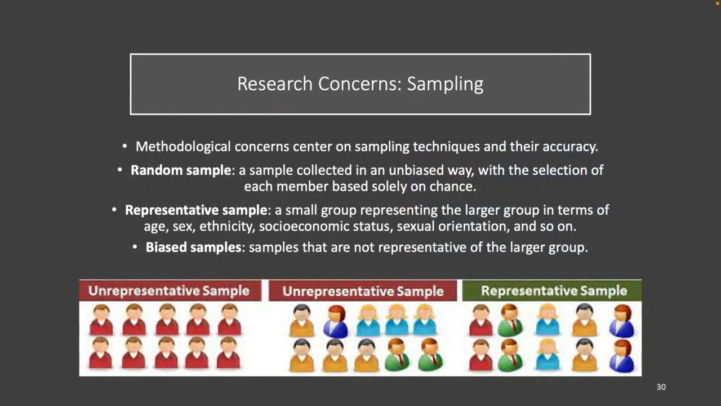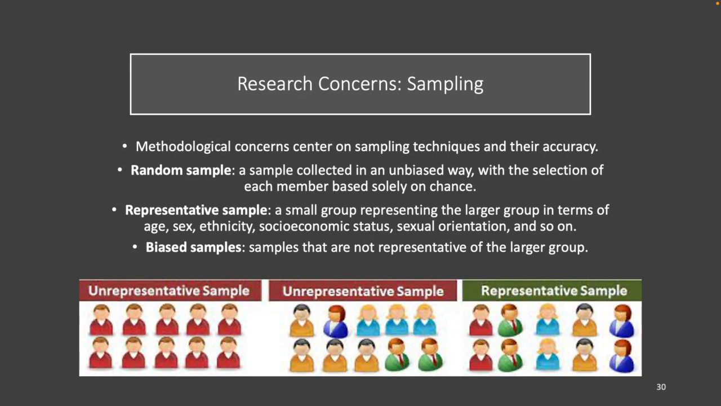Another concern is sampling. There are different ways to get a sample of a population. Random samples are conducted in an unbiased way, and everyone has the same chance of getting selected. Random samples generally are pretty good ways to get an idea of what the population is. A representative sample is a small group representing the larger group in terms of age, sex, ethnicity, socioeconomic status, sexual orientation, and so on. It's purposeful selecting of people from a group to ensure more representation from groups. And then there are biased samples, which are samples that are not representative of larger groups.